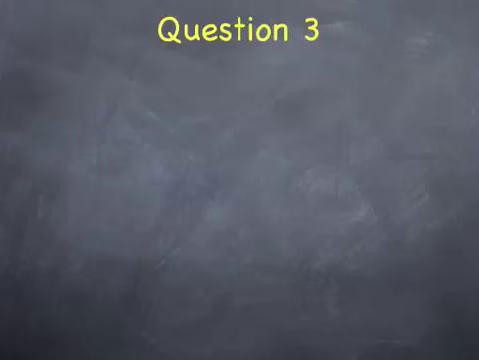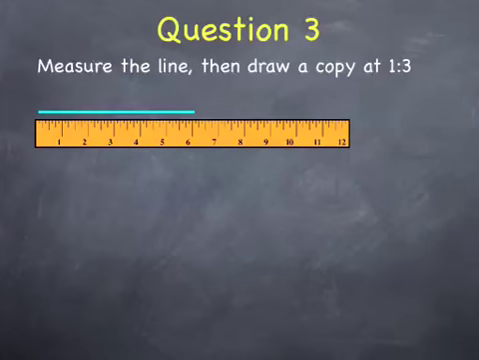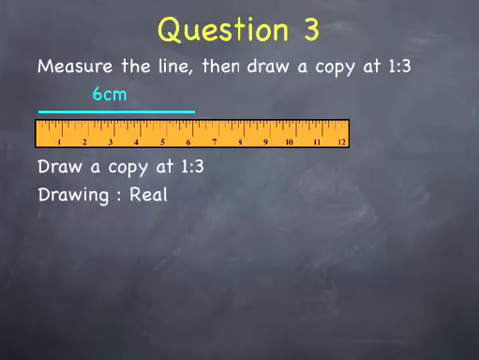Question 3. Measure the line and draw a copy at 1:3. There's the line, measure it, press pause, and then draw a copy at 1:3. Just like our first line in question 1, it's also 6 centimetres. Now we need to draw a copy at 1:3. So the drawing is actually 1 and the real size is 3. So this is a reduction.